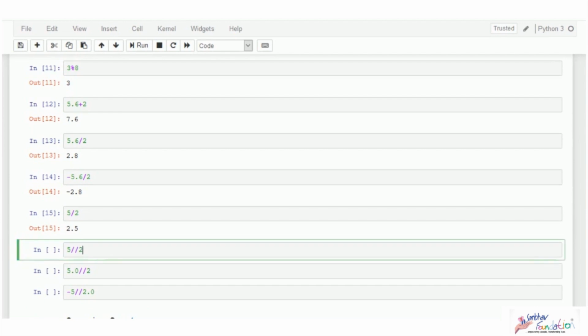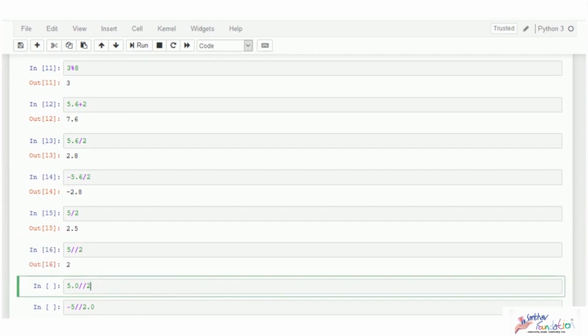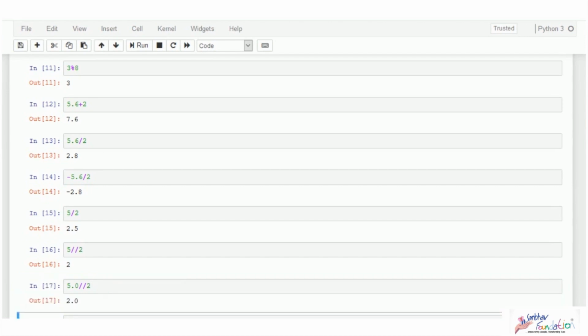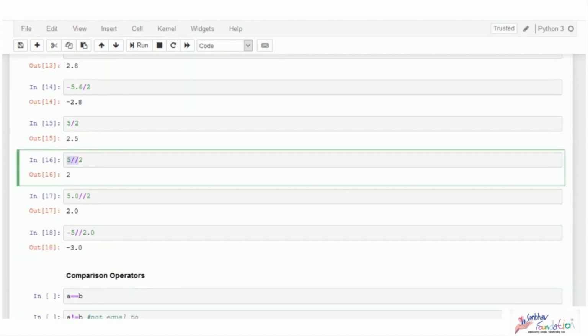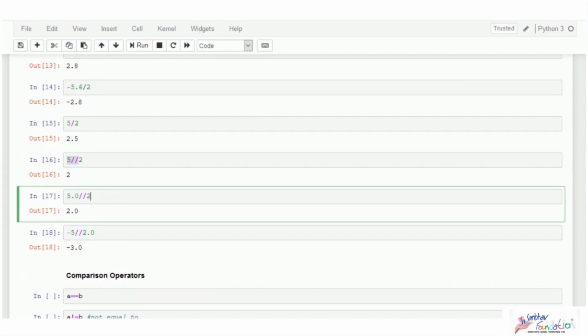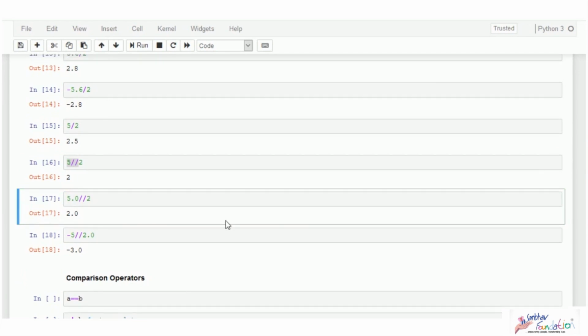And also you can do integer division where typecasting is automatic. So here we are dividing int by int, so the result is an integer. Here we are dividing a float by an int, so the result is a float. So these are the common arithmetic operations that we use in Python.